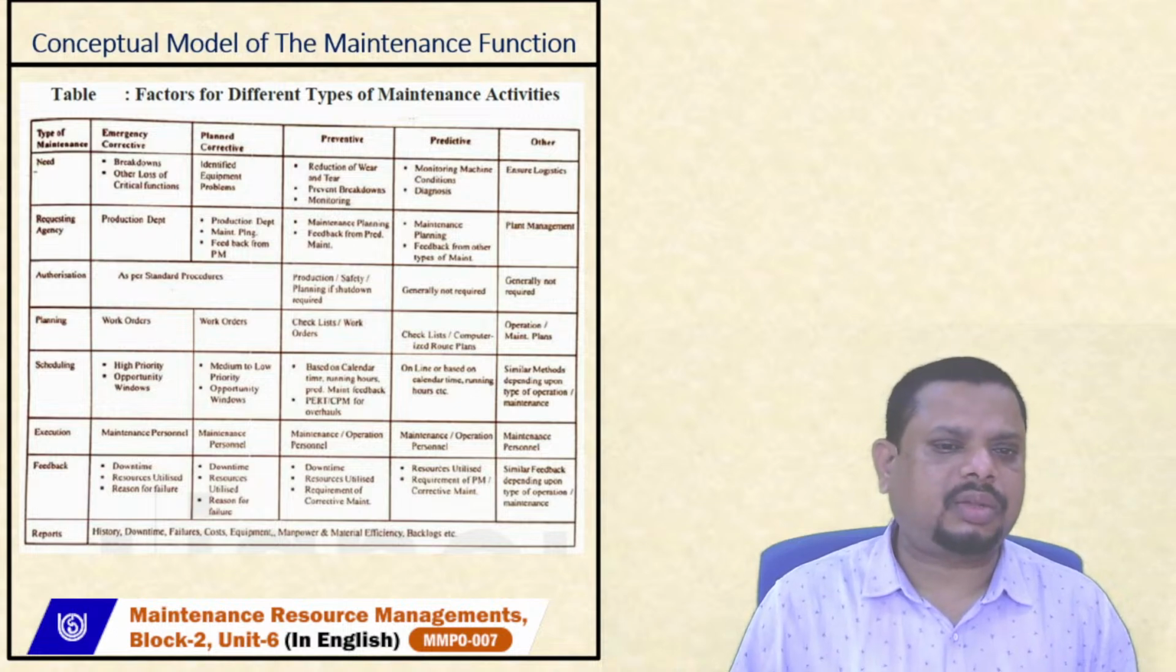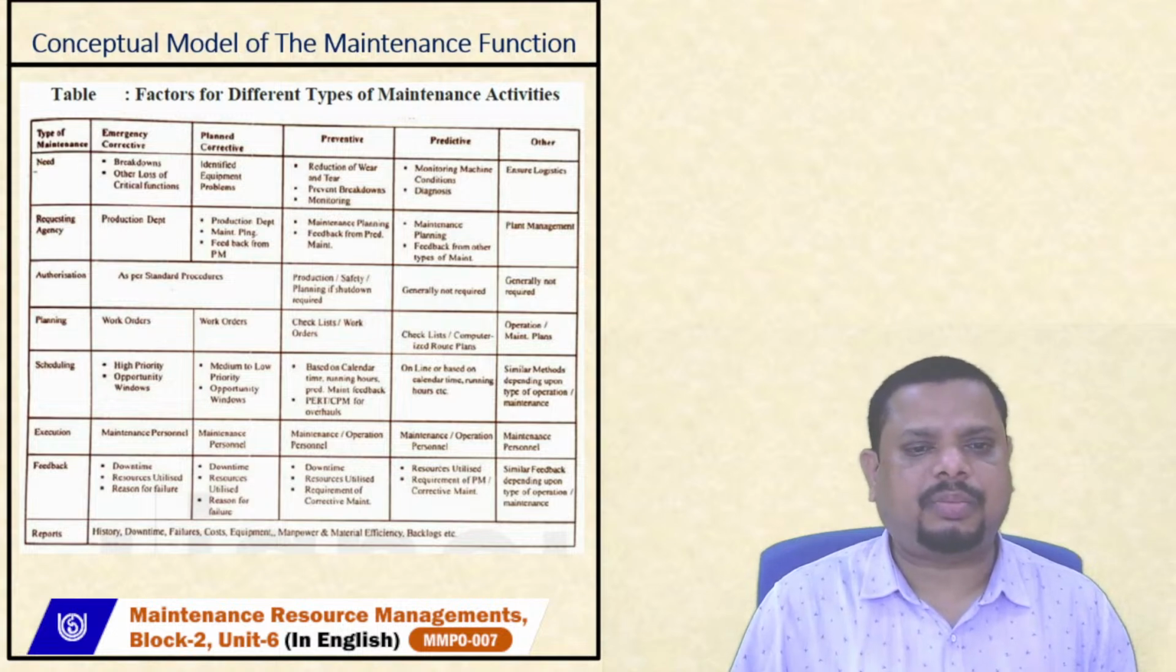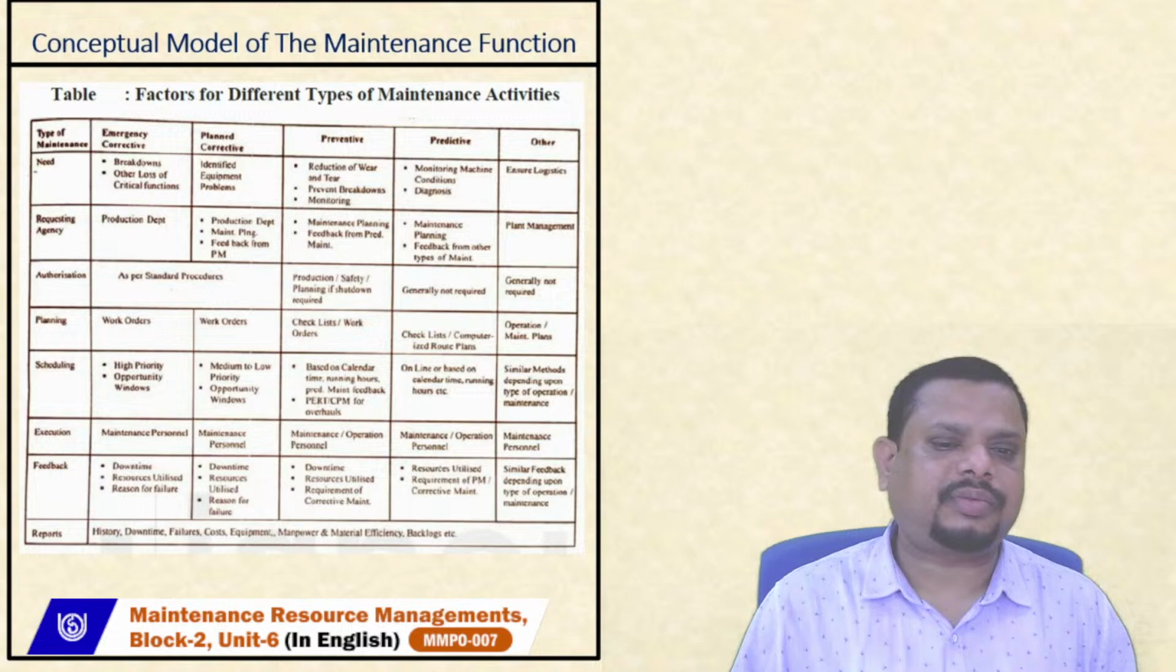Similarly, if you go for what is known as predictive maintenance, in case of need, we monitor the machine conditions, and in case of need there is diagnosis. In case of a request, we will go for maintenance planning. The second one is feedback from other types of maintenance, and authorization is generally not required in case of predictive maintenance because it is predefined.